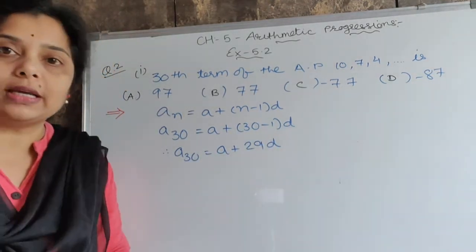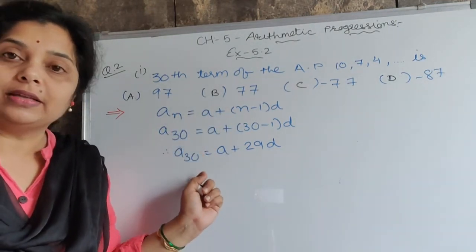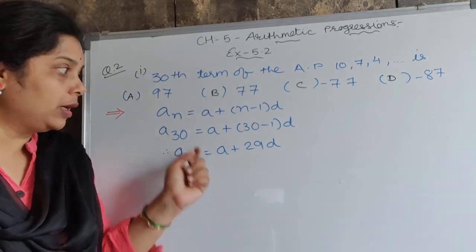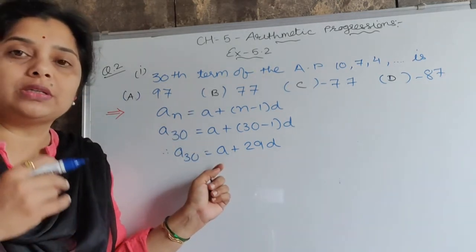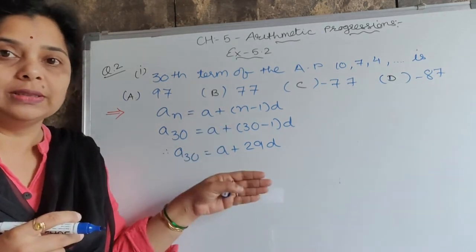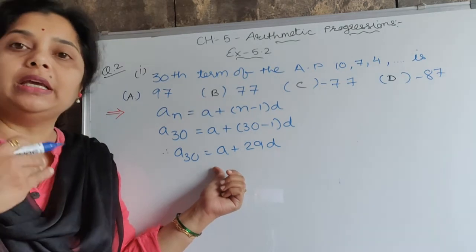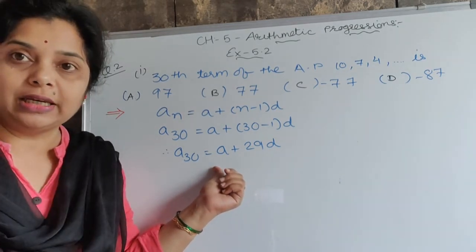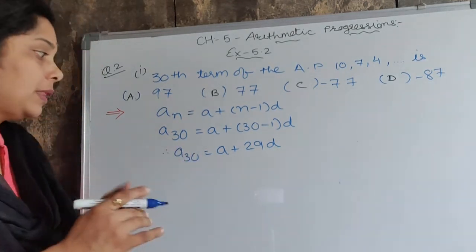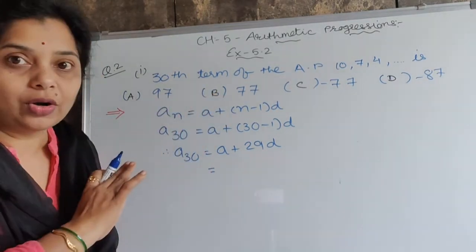See, it is not essential that you show all these steps. You can directly write this step also. Here I am showing you because this is just the starting. Once you get used to all this, I will directly write A30 is a plus 29d, A40 is equal to a plus 39d, like that. Okay, now substitute the values. Here, see, all the things are not given.